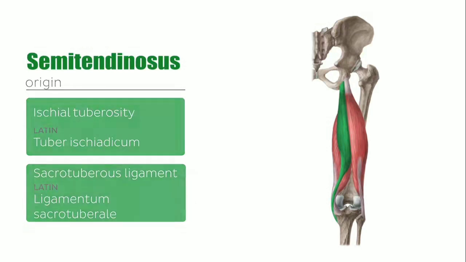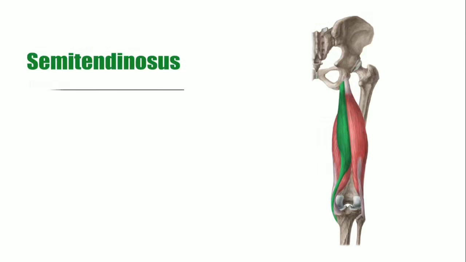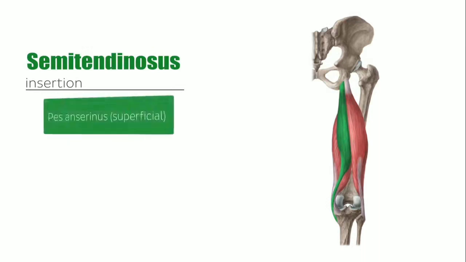In terms of insertion point, the muscle is going to go all the way down to insert at the medial aspect or surface of the tibia, as you can see here on the pes anserinus, or the superficial part of the pes anserinus, which is found next to the tibial tuberosity.